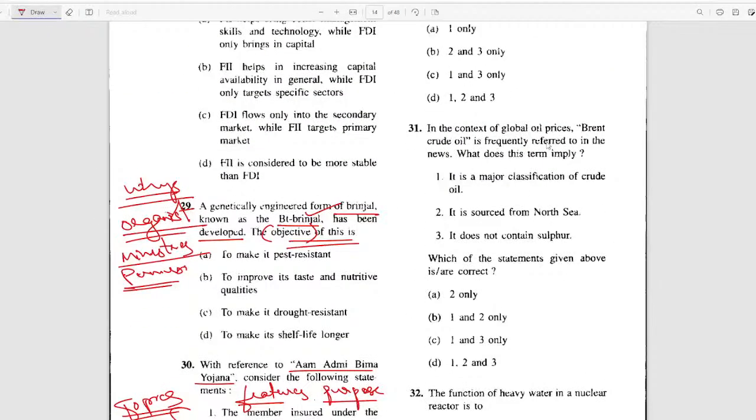Then the 31st question is, in the context of global oil prices, Brent crude oil is frequently referred to in the news. What does it imply? What is Brent crude? There are WTI and Brent. Now they're asking what is Brent. It is a major classification of crude oil. It is sourced from the North Sea. It does not contain sulfur.